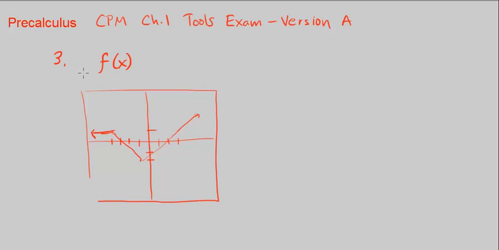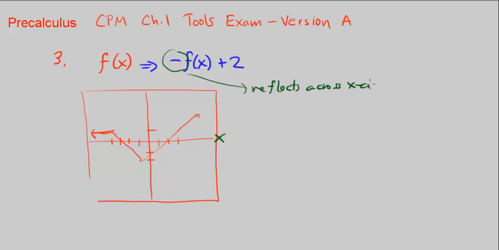Now we want to sketch negative f of x plus 2. Okay, so what is this going to look like? Well, we know the negative here reflects it across the x-axis. This is our x-axis. Reflect across x-axis. And this plus 2, we know it's going to shift vertically up 2 units. Okay, in which order does this happen in?